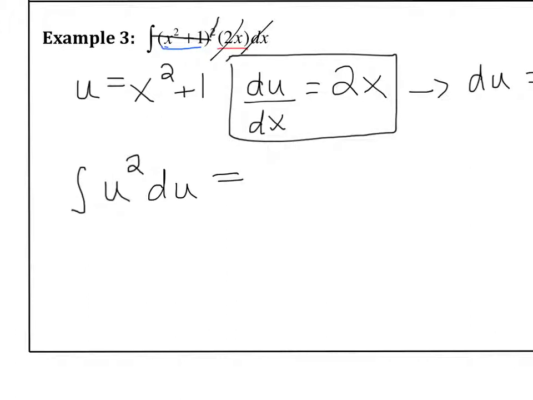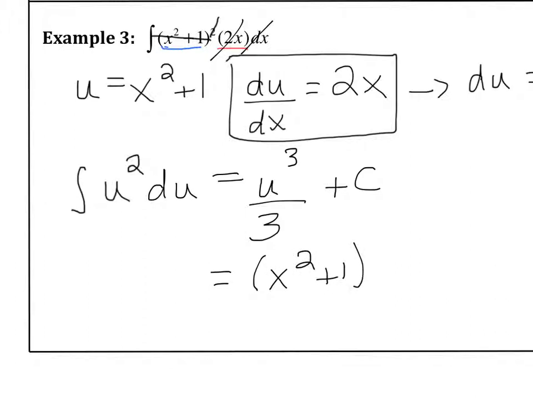And then look at this. I mean, it doesn't get simpler. This is just reverse power rule, so this is going to be u cubed over 3 plus c. And then for good math manners, we will just back substitute with x's instead of u. So u was the quantity x squared plus 1, cubed, over 3 plus c, and that's a wrap.